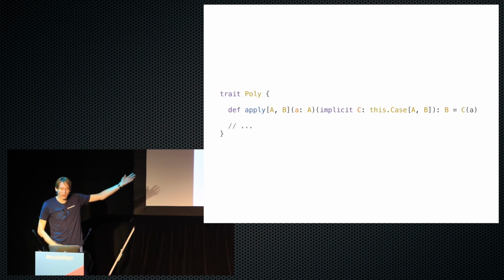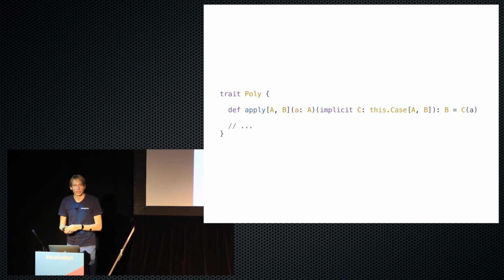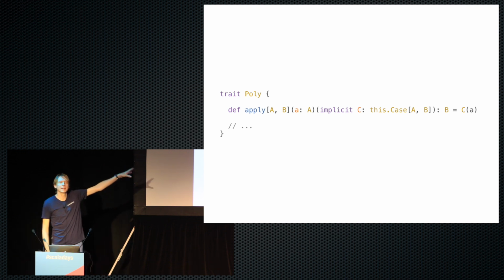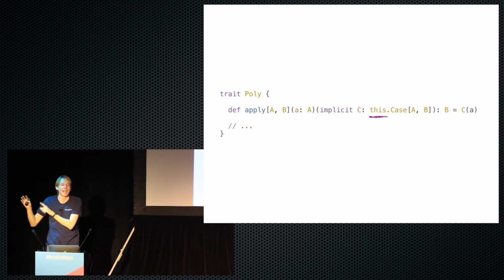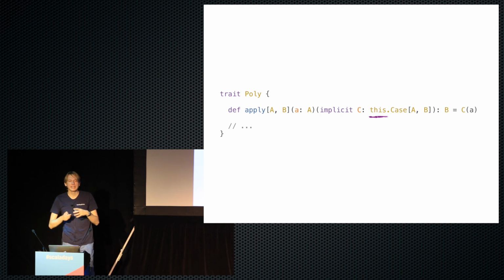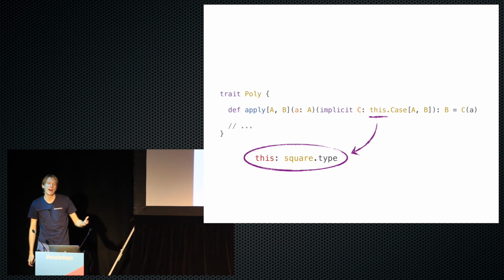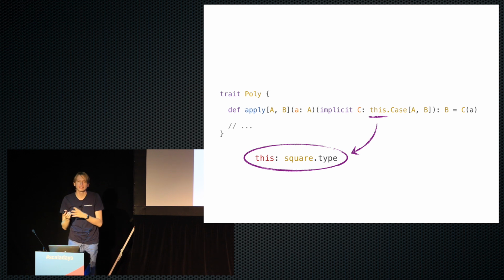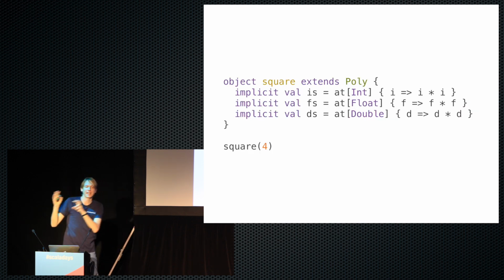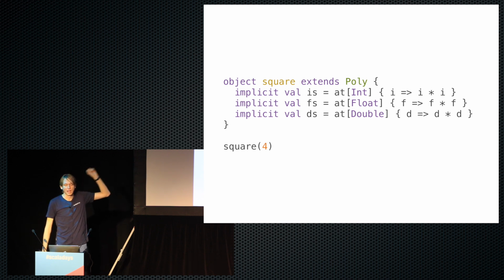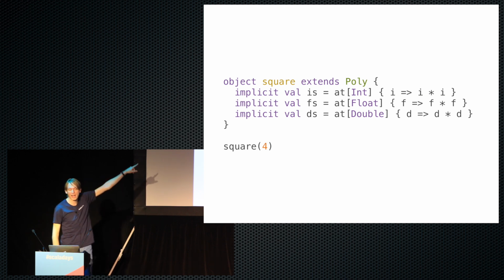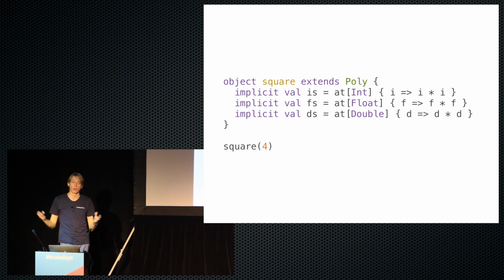Well, the apply method on poly is relatively straightforward. It has two type parameters, A and B. It infers type A from the parameter that we're applying to, like Int or Double or something like that. And then it looks for an implicit value of type this.Case[A, B]. This is the component of the type that scalac is going to go through and find the implicit values that we're looking for. Because this, in this case, is square.type, right? Remember our example from earlier where we had square extends poly. Square.type is the type that it's going to look in the companion for. The companion of square.type is square, so it finds these implicit values, looks it up, and lo and behold, the square paren application works the way we want it to.